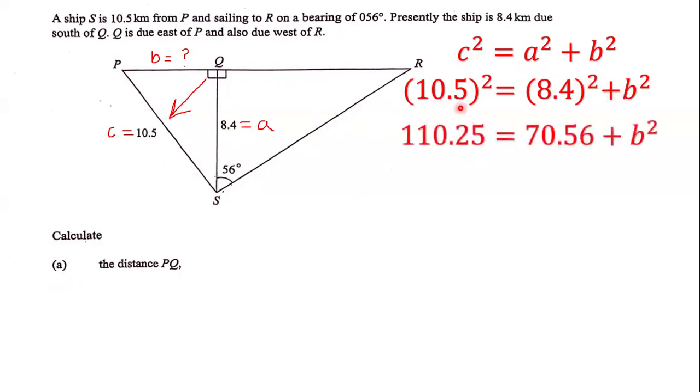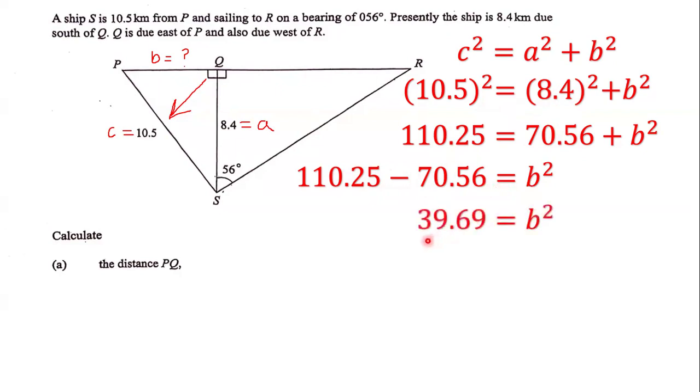Next, we say 10.5 squared, that is 110.25. And 8.4 squared is 70.56. What we're gonna do is send the 70.56 over the equal sign. When we do that, we have 110.25 minus 70.56 is equal to B squared. When we subtract them, we have 39.69 is equal to B squared.